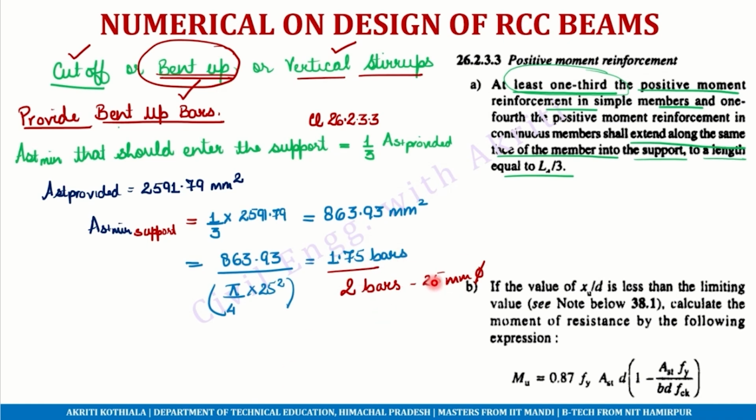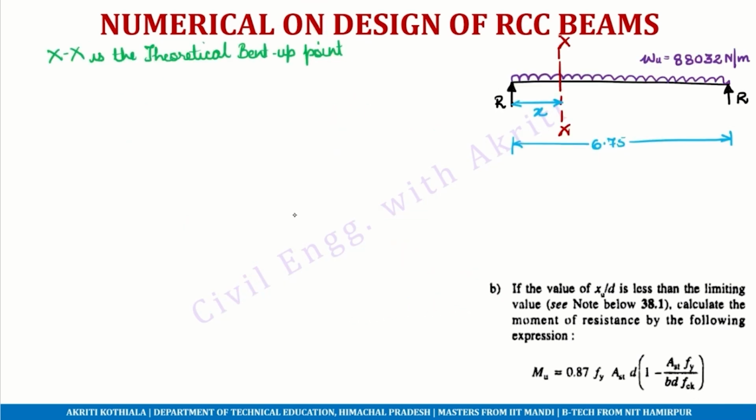However, what we are going to do is provide only two 20 mm diameter bars to be bent up, and the remaining four 25 mm diameter bars enter into the support. So assuming that the bars are to be bent up at section XX, X distance from the center of the support, this is the theoretical bent up point. Now the challenge is to obtain this value of X.